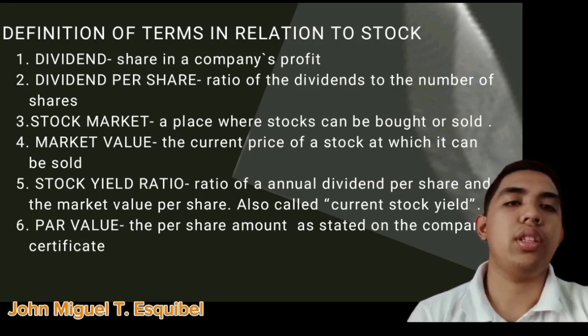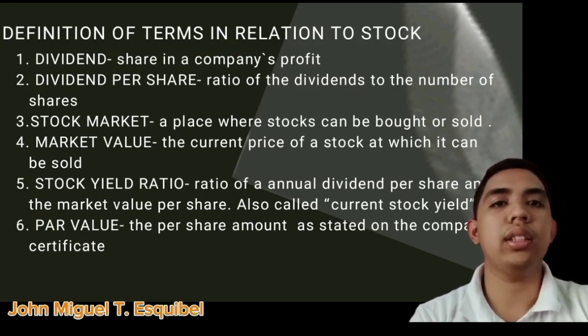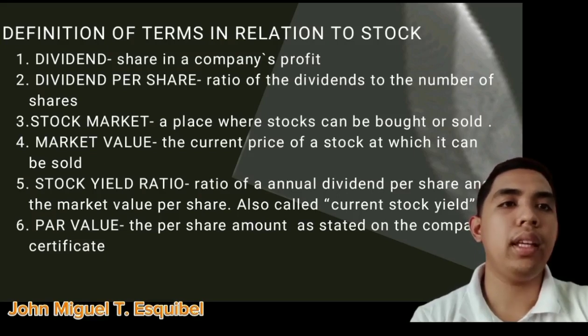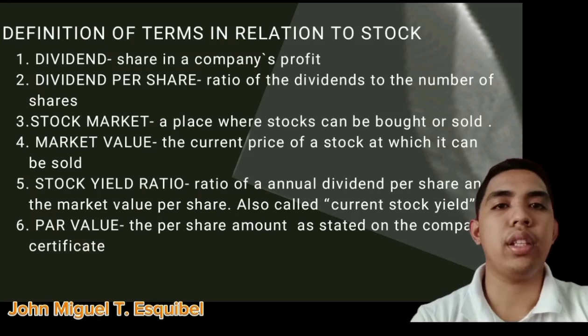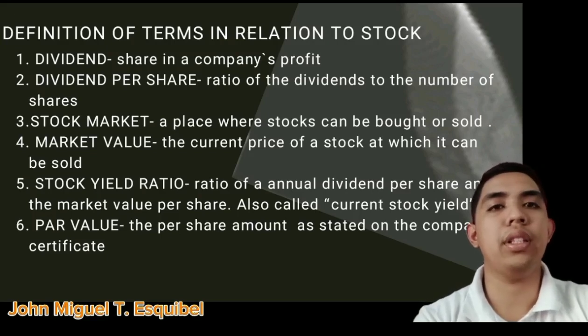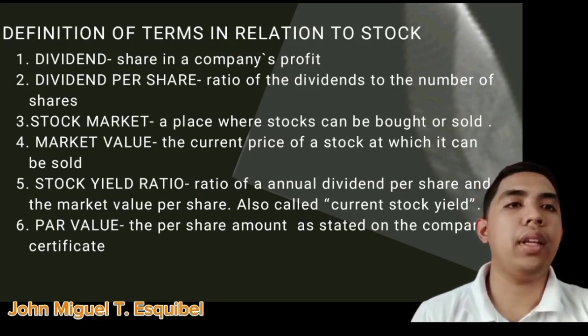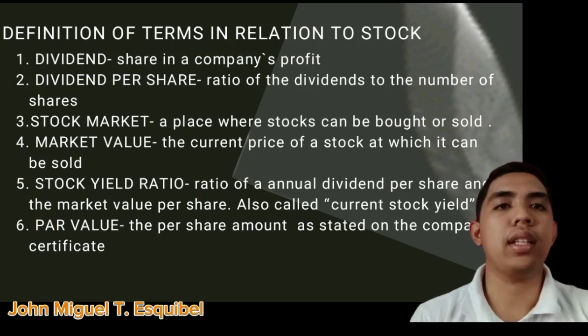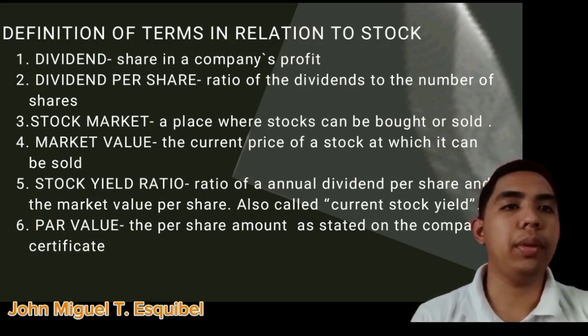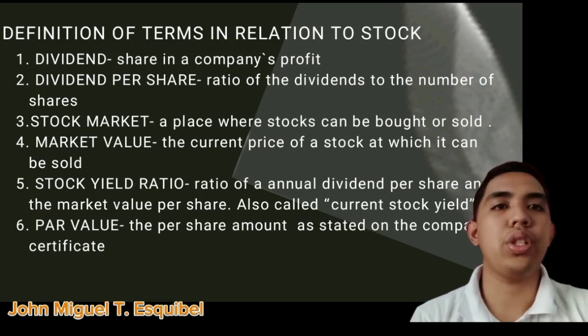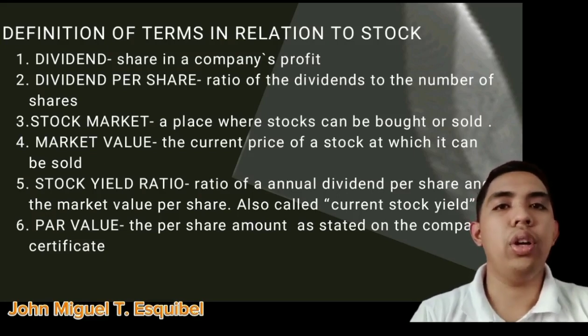The per share amount is stated on the company certificate. Unlike sa market value, it is determined by the company. It remains stable over time. It is said to be like market value, but the only difference is the value is assigned by the company itself because it depends on the company's stock price. So sabi dito, it is determined by the company and remains stable over time kasi depende sa company. Parang sa market value, ito yung presyo ng stock ng company ngayon. So again, market value, it is the current price of stock at which it can be sold. And par value, ito yung presyo ng stock dividends sa company.